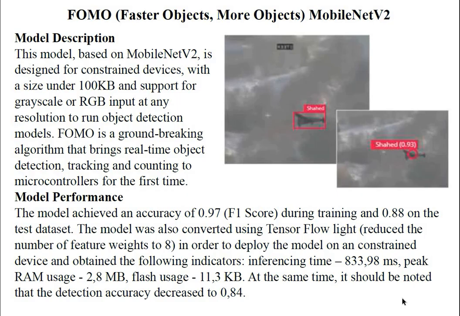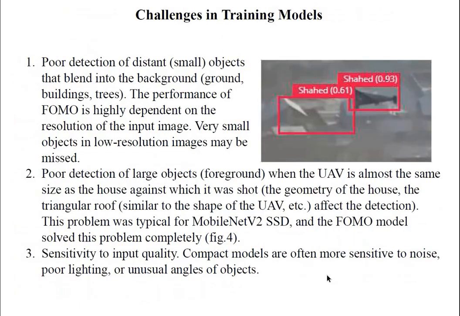microcontrollers with constrained capabilities. Accuracy, at the same time, of course, it should be noted that the detection accuracy decreased to 84%. Of course, this is the price for reducing the precision of the weights of this model in order to be able to apply it on a constrained device.